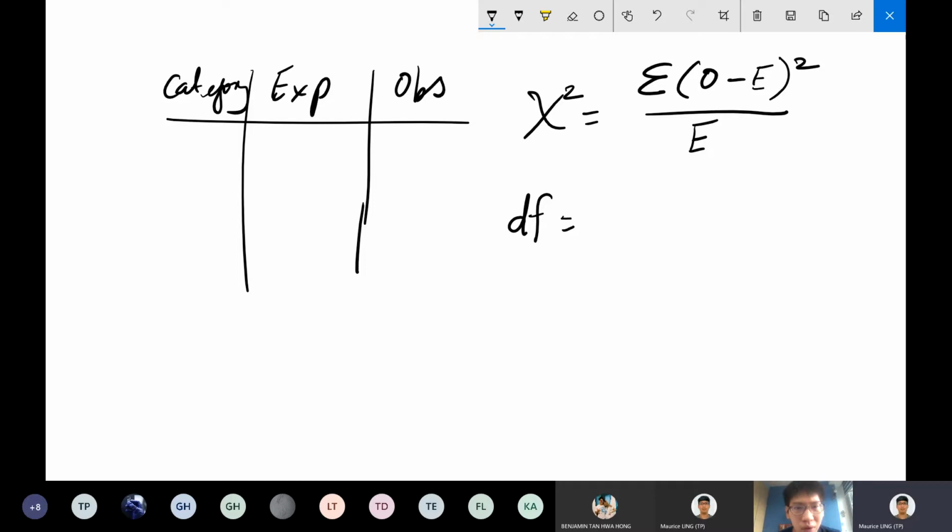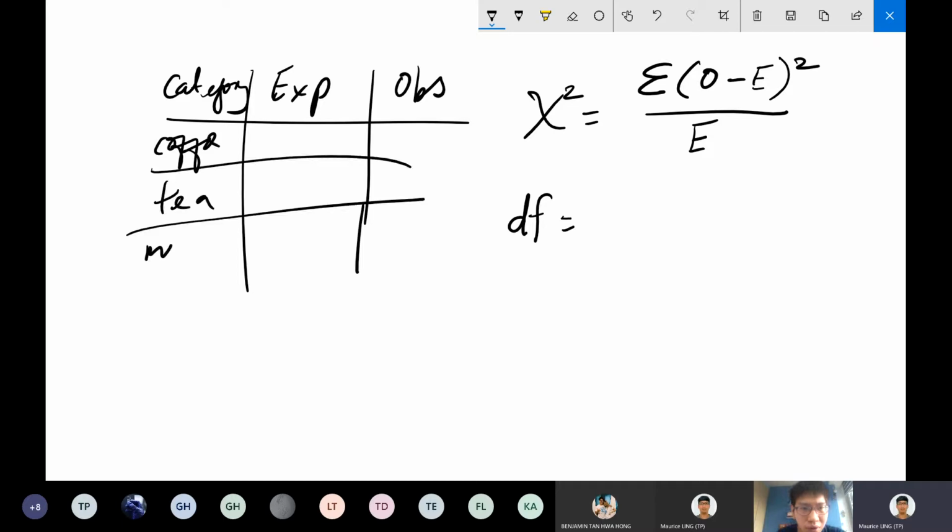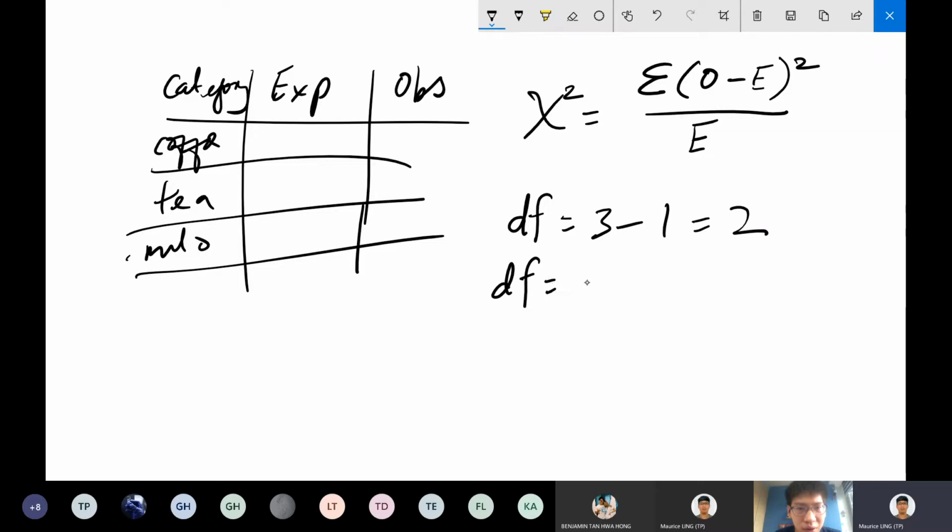What happens is if I have, let's say, instead of coffee, tea, Milo, whatever, what is my degrees of freedom here? 3 minus 1 equals 2, sir. Yeah, correct. So in this case, the degrees of freedom is the number of categories minus 1.